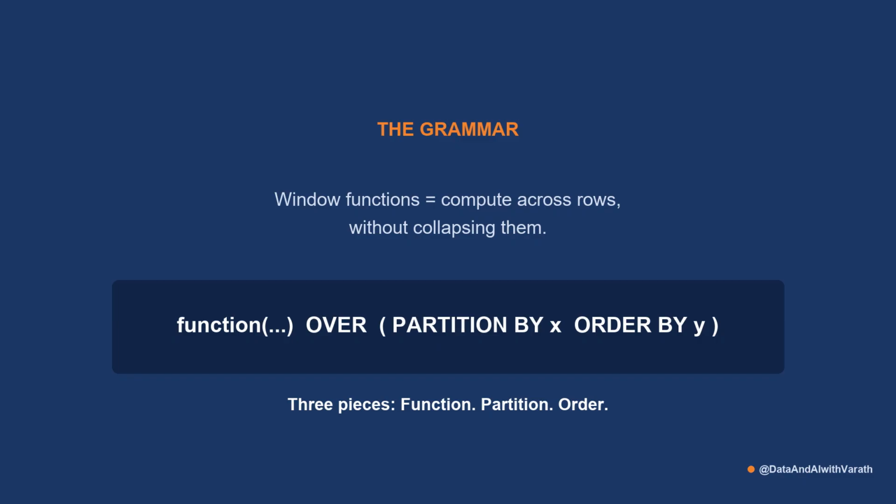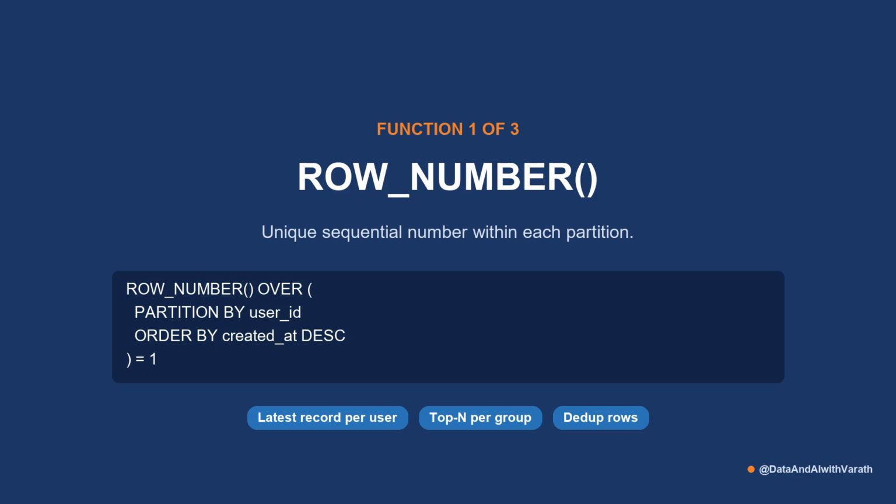Function 2: SUM OVER. Running totals. Cumulative metrics. Use it for month-to-date revenue, cumulative session counts, or running averages. Pattern: SUM(amount) OVER (PARTITION BY user_id ORDER BY date ROWS UNBOUNDED PRECEDING). That gives you the cumulative spend per user over time in a single column. No joins. No subqueries.